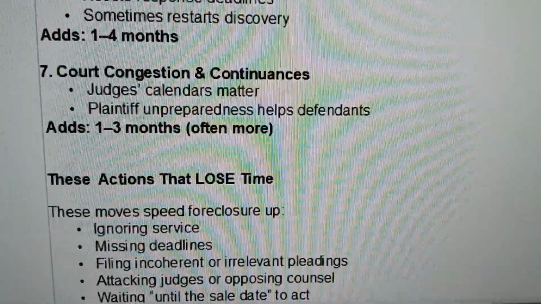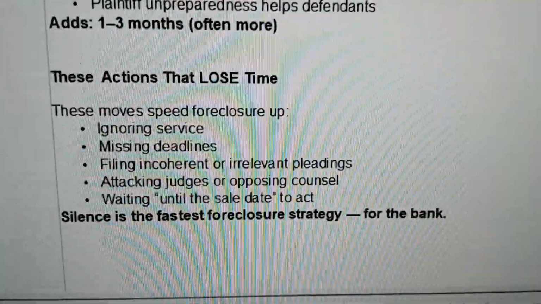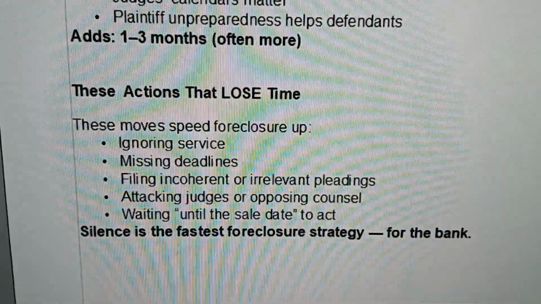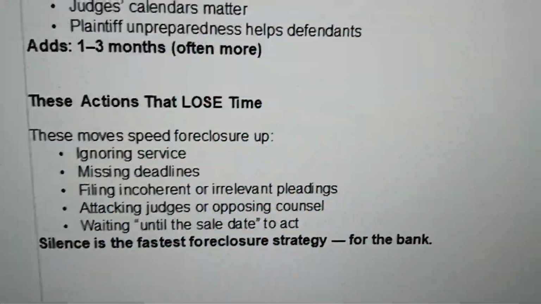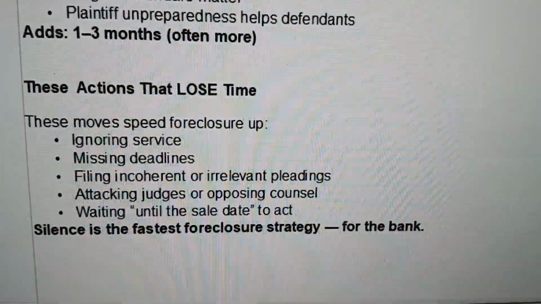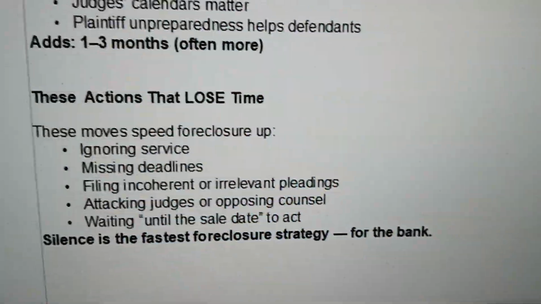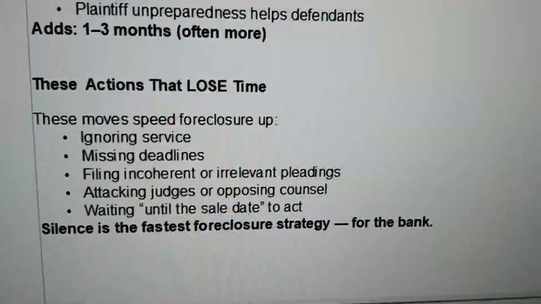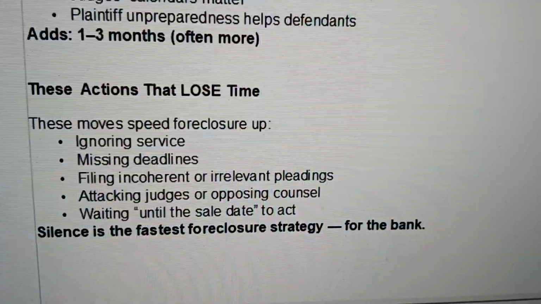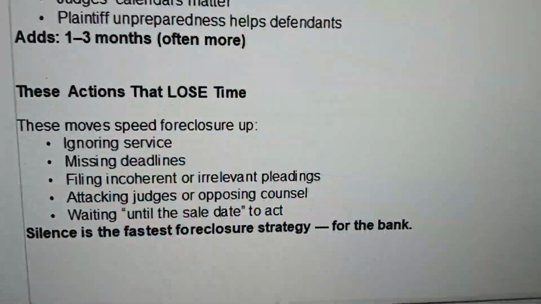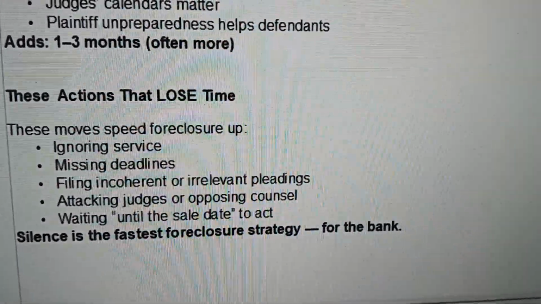These are actions that lose time, let's talk about that. These speed foreclosure up: ignoring service, missing deadlines, filing incoherent or irrelevant pleadings, attacking judges or opposing counsel, waiting until the sale date to act. Silence is the fastest foreclosure strategy for the bank.